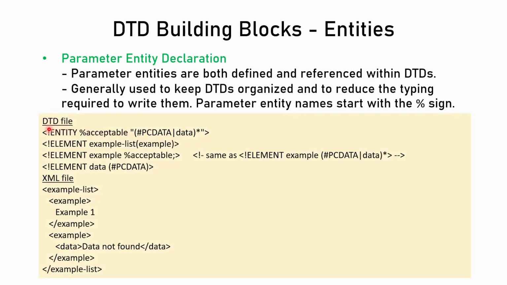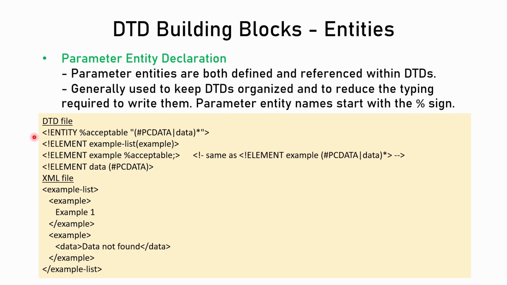So imagine this is an example DTD file, and we have defined an entity using the entity keyword, and we have given it the name acceptable. One thing that is the difference between your regular entities and your parameter entities is that instead of using the ampersand sign, parameter entities use the percentage sign.